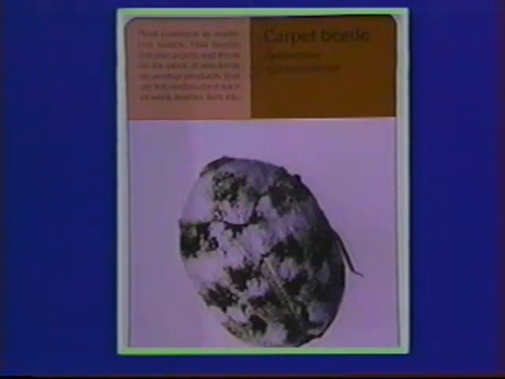The carpet beetle. Most common in northern states, this beetle infests carpet and feeds on fabric. It also feeds on animal products that are left undisturbed, such as wool, leather, and furs. Distinguishing characteristics: these beetles are small and oval in shape. They're grayish-black in color with a varied pattern of white and orange scales on the back, and an orange-red band of scales runs down the middle of the back.